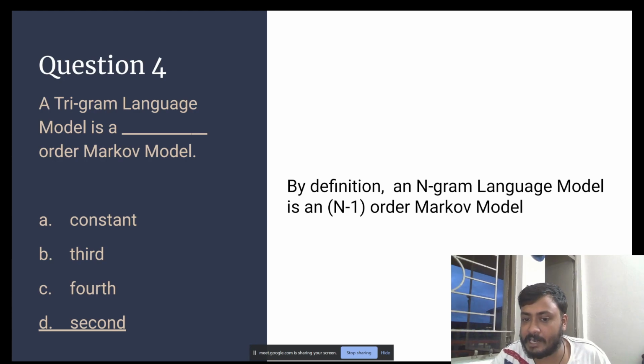Based on that, the conditional part is based on two tokens. So that is why it's an n-1 order. A trigram model has two tokens in the conditional part. So you have x3 given x1, x2. That is why it's an n-1 order Markov model.